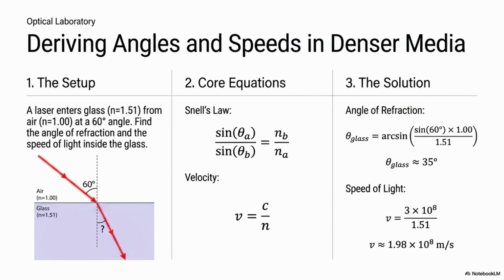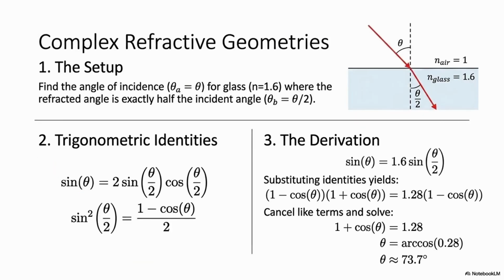And optical engineers take this turning mechanism to incredible mathematical extremes. Oh yeah, because moving to slide 9, we're looking at complex refractive geometries, and the math gets intense. The scenario asks for the exact angle of incidence for glass where the refracted angle is exactly half the incident angle. Right, finding a precise fractional bend like that requires substituting some heavy trigonometric half-angle identities. The slide shows the algebra, and it proved the incoming angle has to be approximately 73.7 degrees to get that perfect split.